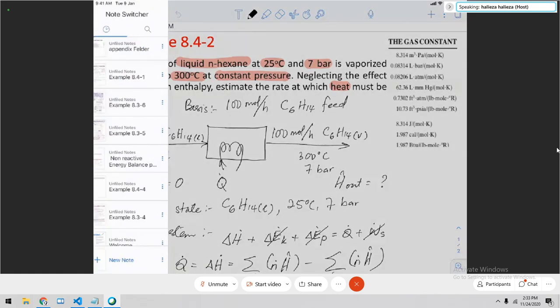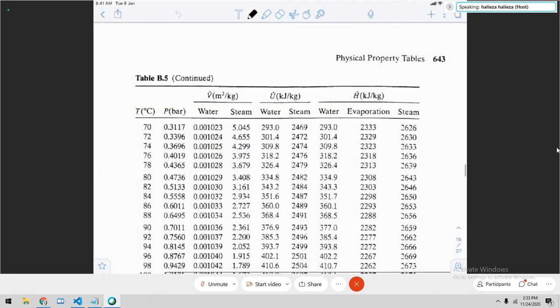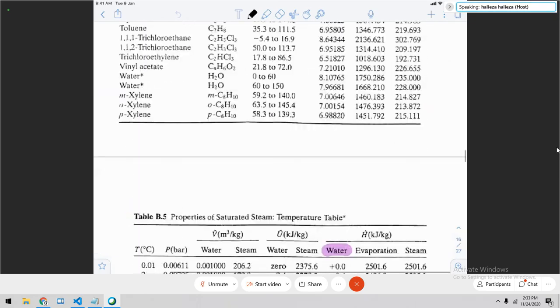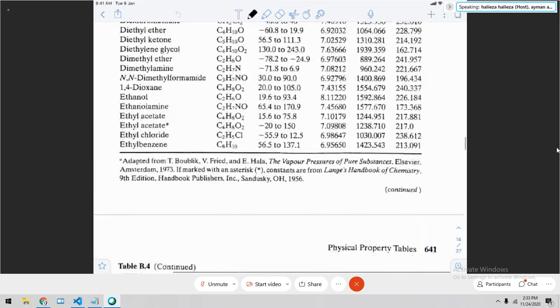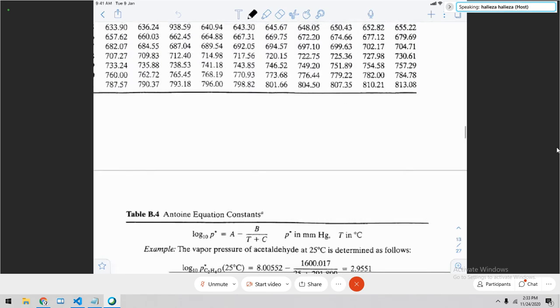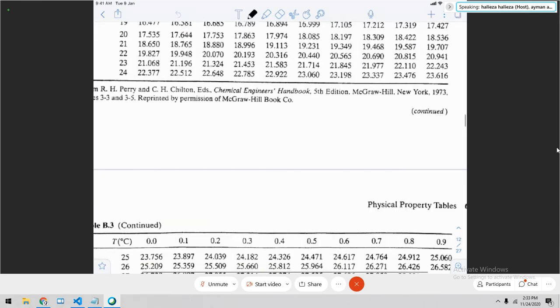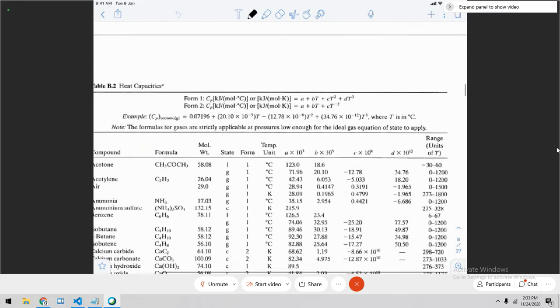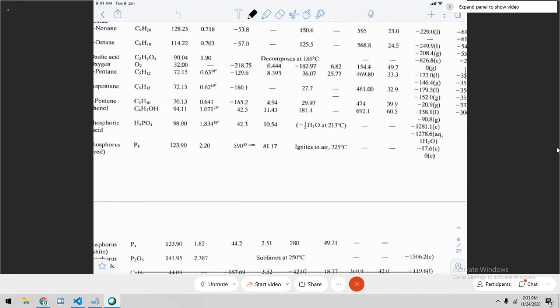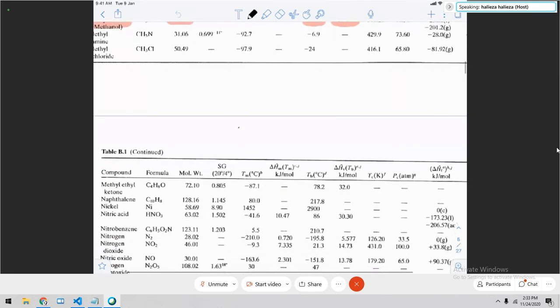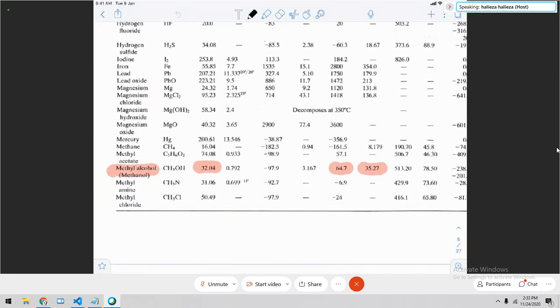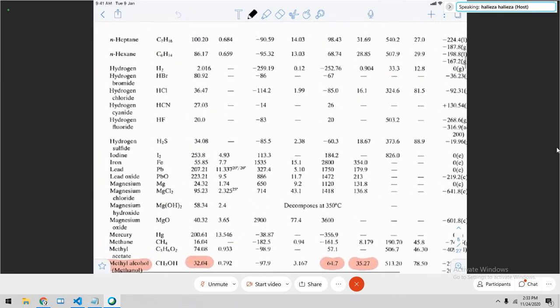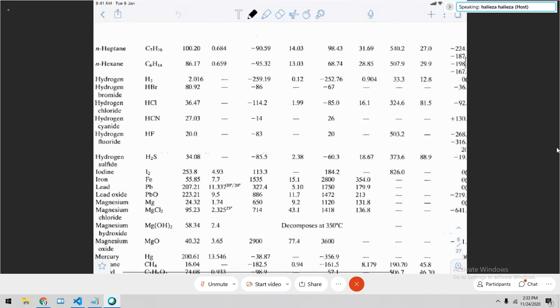Okay, let's go to the appendix. You will get that information in Appendix B1. We'll scroll up until we get table B1. Where is it? Okay, we need hexane. Now where is hexane? All right, we just got it. There is hexane.